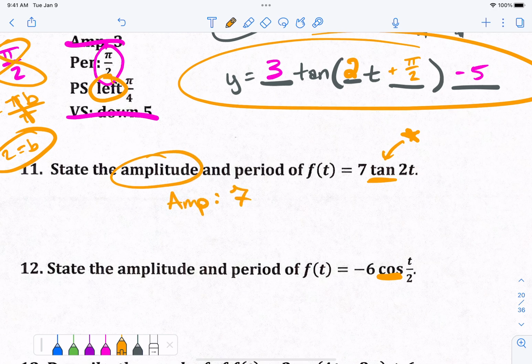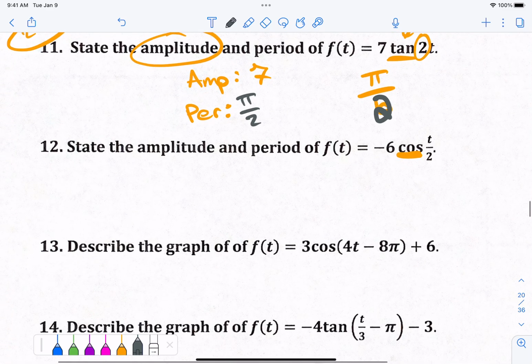It is never negative, okay? We'll see that one on the next one. And then period. This 2 right here is my b value. So when I'm trying to find period, I do pi over b for tangent. And if b is 2, the period now is pi over 2. That's all I have to do to simplify. Questions about that? The period now is pi over 2. We're making it skinnier, right?